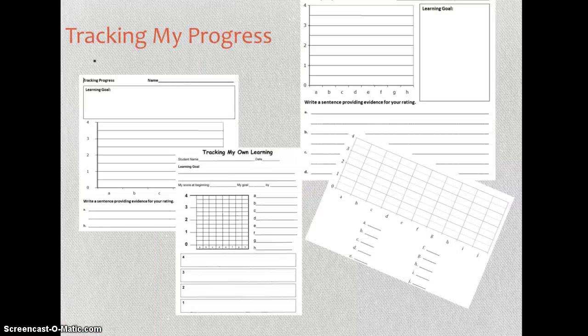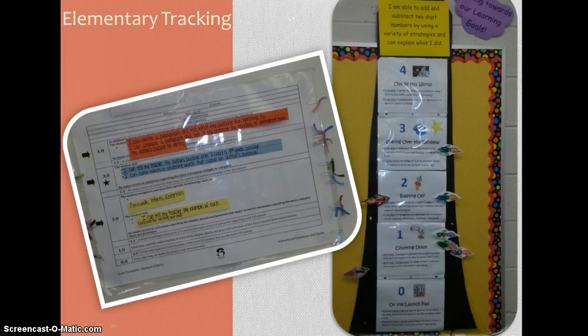Here are some examples of how you can track student progress. The options are endless, and there are many, many different ways that you can track the progress. The important thing to remember is the level of your students' understanding to make sure that it's developmentally appropriate for your students. Here are some additional examples.